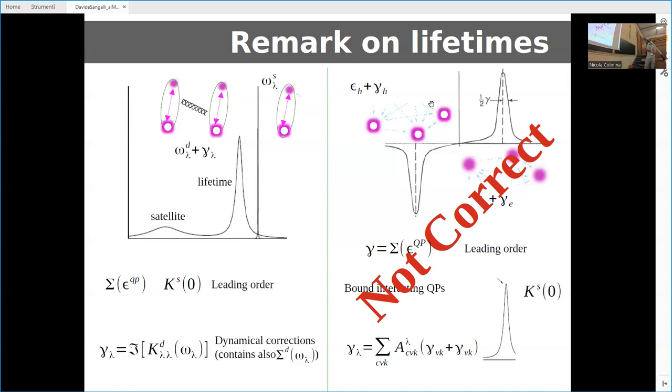And then the other important point is that this kernel, which is the real self-energy of the exciton, contains also self-energy diagrams. So it is correct that self-energy has an effect, but there are also other diagrams which need to be taken together. Otherwise, you somehow mess up the description.